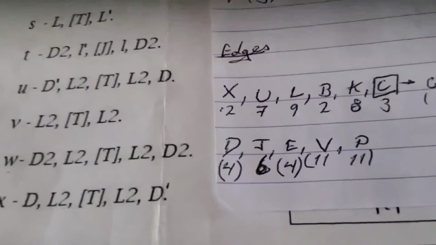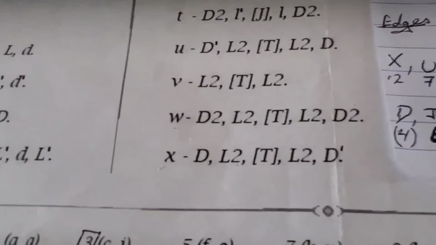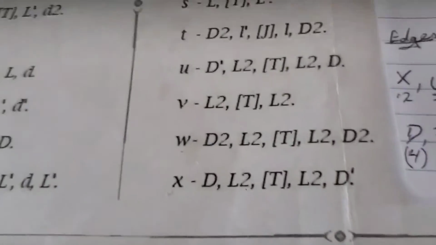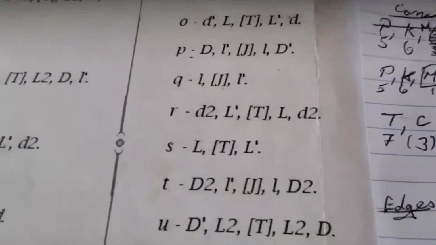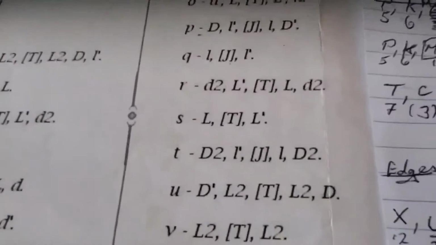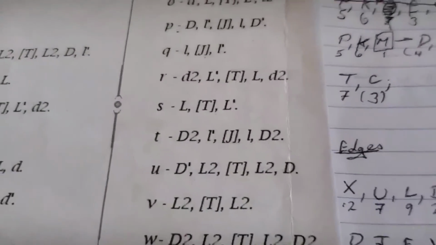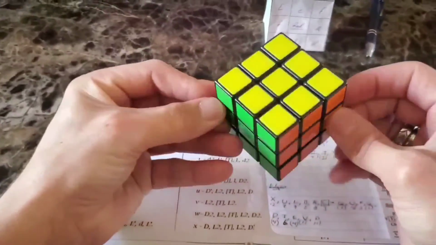Okay, what's after E? V. Which is an L2, a T, followed by an L2, and then after that is P, which is a D, small l prime, a J, then small l D prime. Okay, and that was P. So if this went well, we should have a solved cube. Look at that.